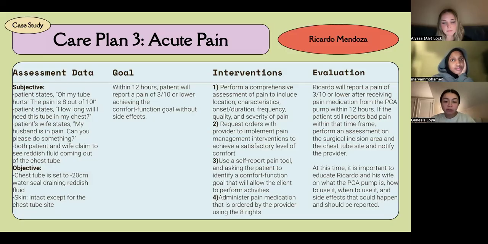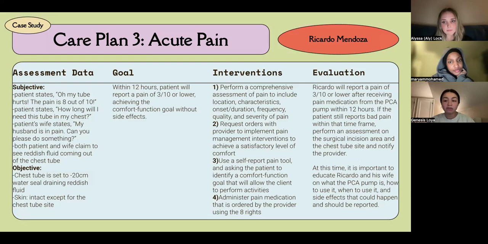And we also want to use a self-report pain tool and ask the patient to identify a comfort function goal that will allow the client to perform activities. So by working with the patient, we can see the pain level that he wants to achieve and we can work our way there. We also want to administer pain medication that is ordered by the provider using the 8 rights to avoid any errors.